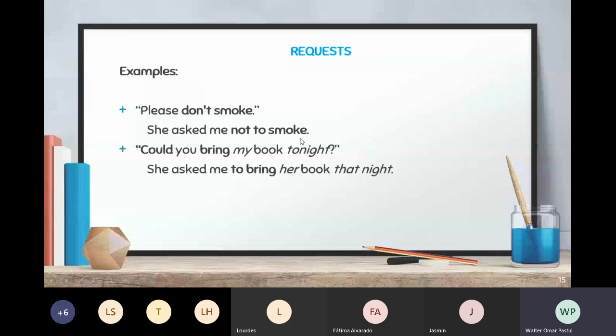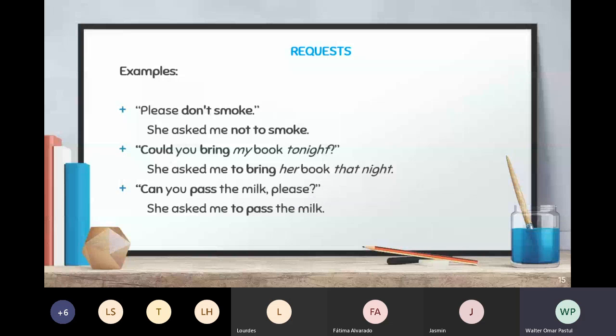Could you bring my book tonight? She asked me to bring her book that night. And then we have shifting, you see, tonight, that night. We change it. Next, can you pass the milk, please? She asked me to pass the milk. And then we use the infinitive.